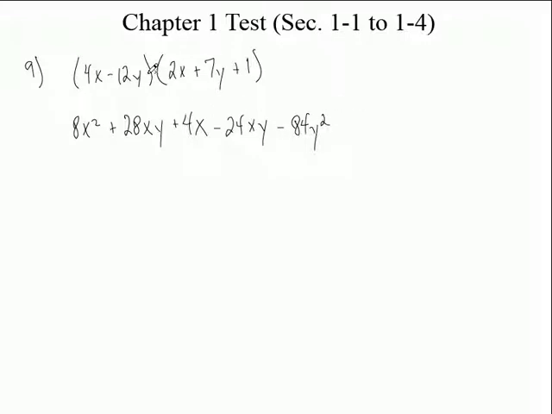And then let's do the last one. Negative 12y times 1 is just negative 12y. All right, let's see if there are any like terms.